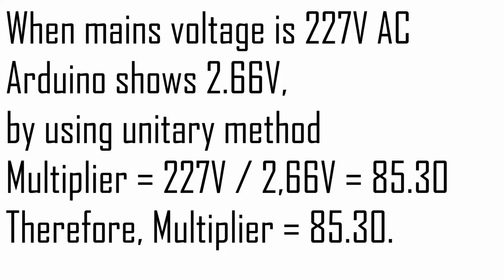Mains voltage is 227 volt AC, Arduino shows 2.66 volt DC. Now again, by using the unitary method, multiplier is equal to 227 divided by 2.66, that is 85.30. Therefore, the multiplier of 85.30 is the value we are going to need in the software code.